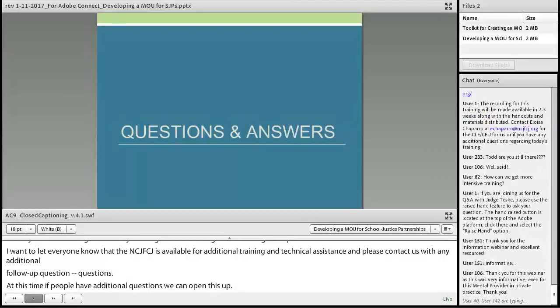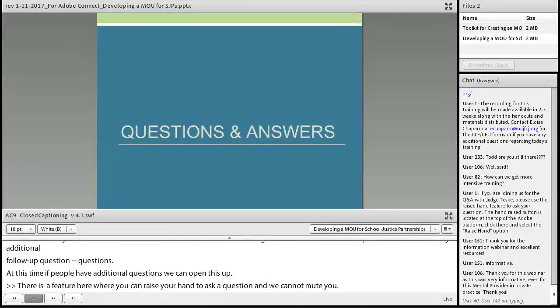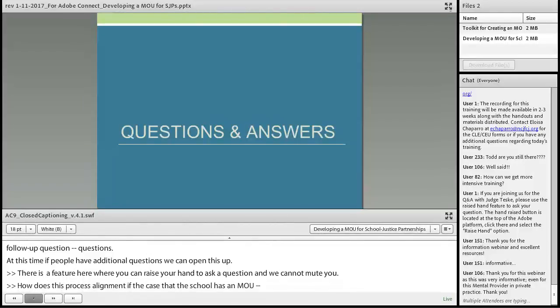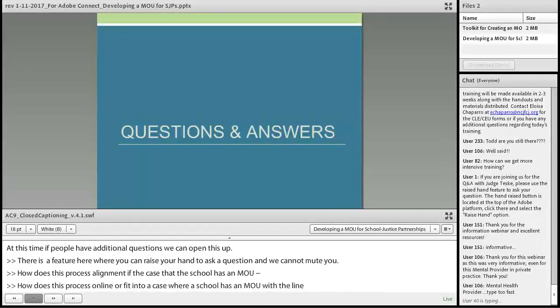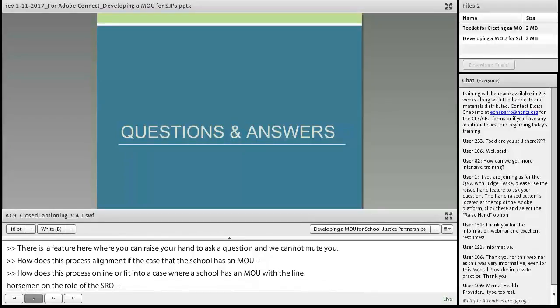This is from Gabriella. It's a fantastic question. How does this process align or fit into a case where the school has an MOU with law enforcement on the role of an SRO? All right, say the last part again. I lost you. How does this process align or fit into a case where a school has an MOU with law enforcement on the role of an SRO? Where the school has an MOU with law enforcement on the role. I think really the question is, is there an existing MOU? If there's an existing MOU, how can you incorporate some of the roles and responsibilities of an SRO into that?